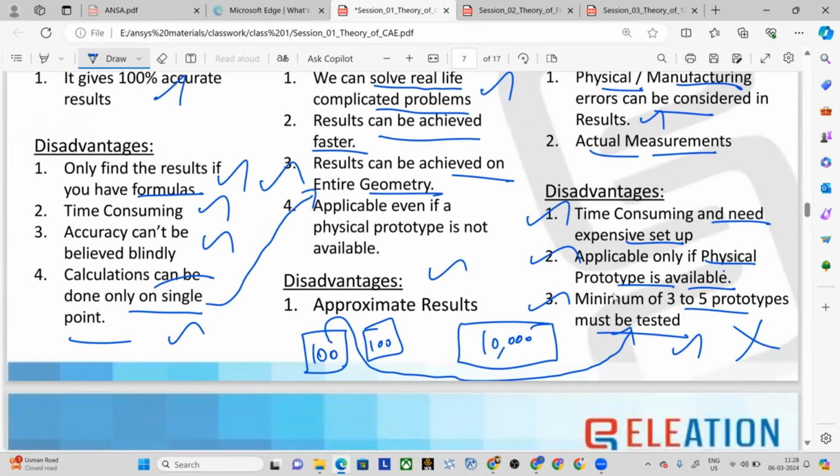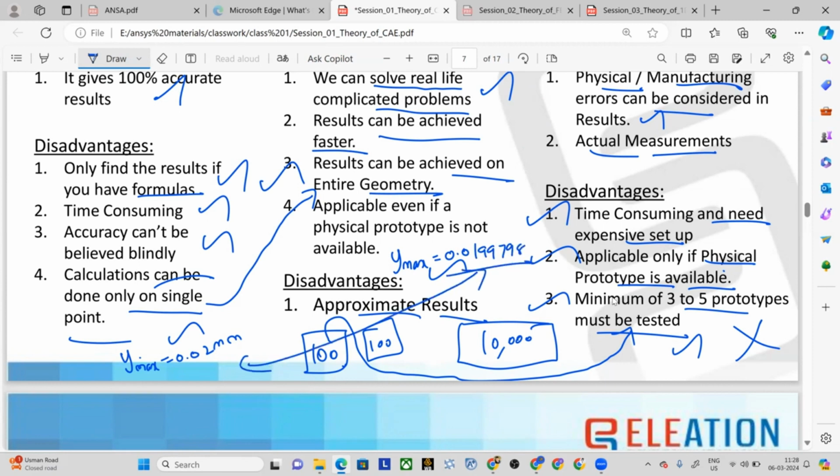The disadvantage is that it gives an approximate result. Approximate in the sense that, for example, for the previous example, I get the analytical solution for maximum deflection as 0.02 mm. Then as per the numerical method, if you had done it using some software, the maximum deflection answer would have been something like 0.01999798, which is numerically equal.